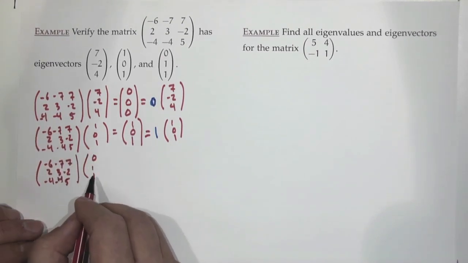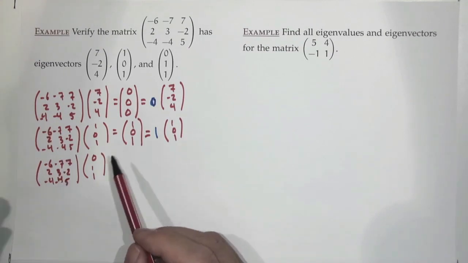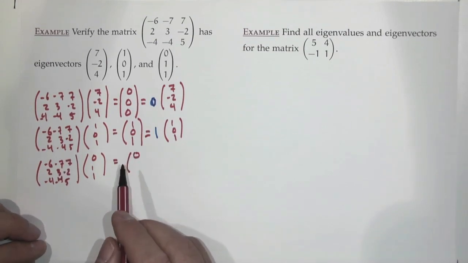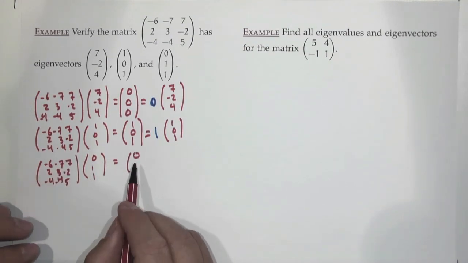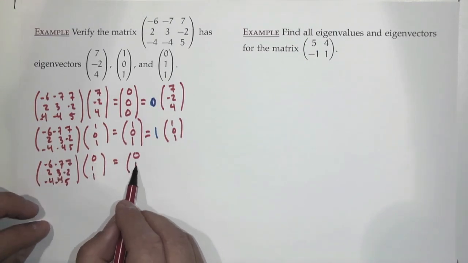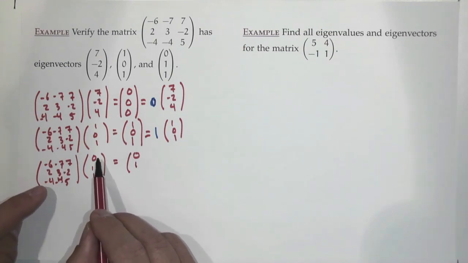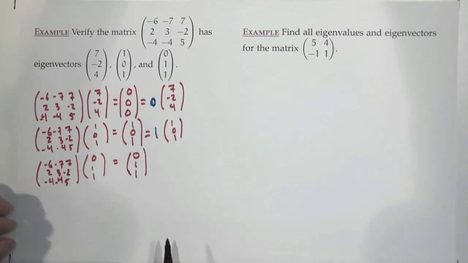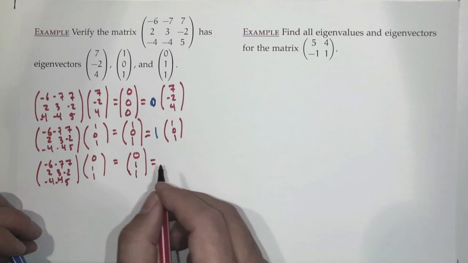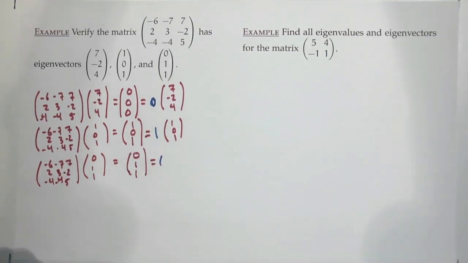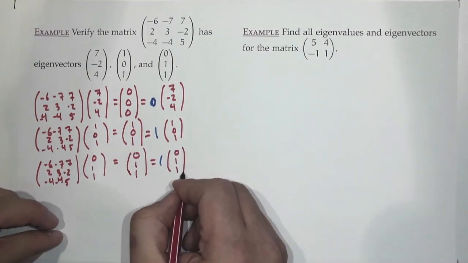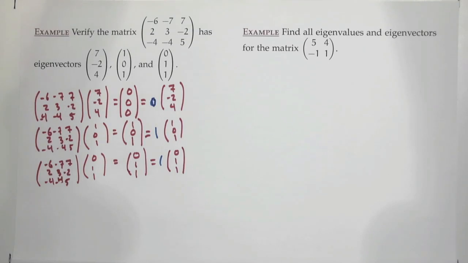Now we'll do 0, 1, 1. Okay, so 0 minus 7 plus 7 gives 0. 0 plus 3 minus 2 gives 1. Minus 4, sorry, times 0 is 0. 0 minus 4 plus 5, 1. Is this an eigenvector? For what eigenvalue? 1. Okay, good. So this is a matrix which has lots of eigenvectors. Good news.